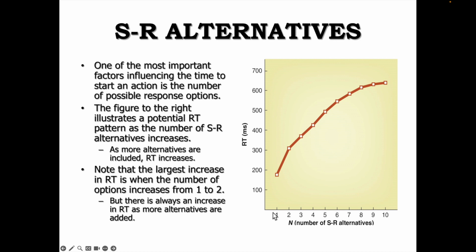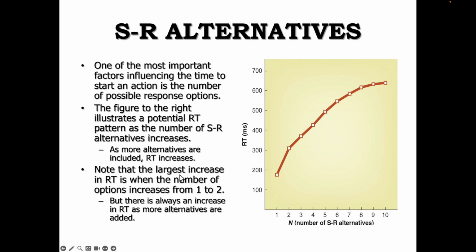Now compare that to one possible response. For example, using a sprint start, you hear the gun, your only response is going to be to sprint out of it. So my response to the gun is going to be a lot faster compared to my response looking at my opponent when guarding them in basketball.